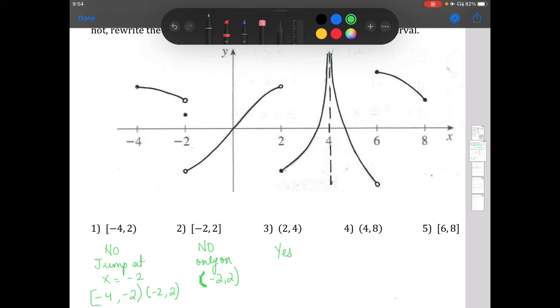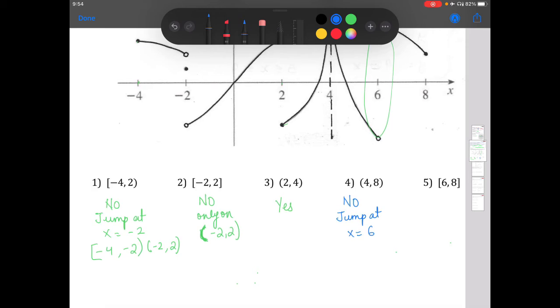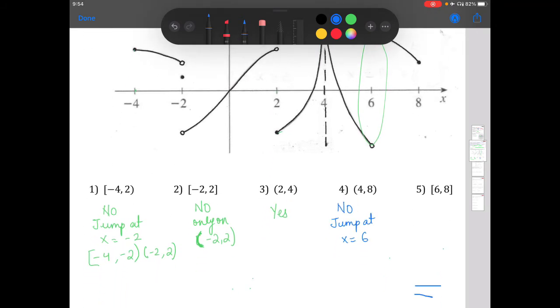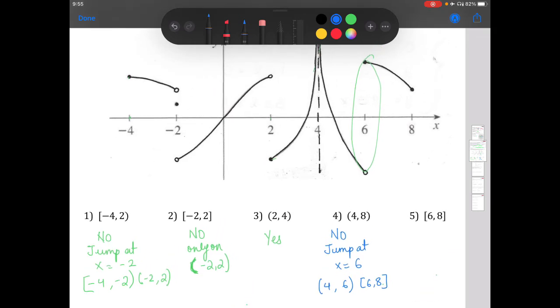And then from 4 to 8. So 4 to 8, I see what? There's a jump. So I'll change colors actually. No, jump at x equals what? 6, right? And let's write down the interval. It would be what? From 4 to 6, and they both not included because we have a vertical asymptote at 4, and at 6 we have a hole, right? And then from 6 to 8, right? We're good.